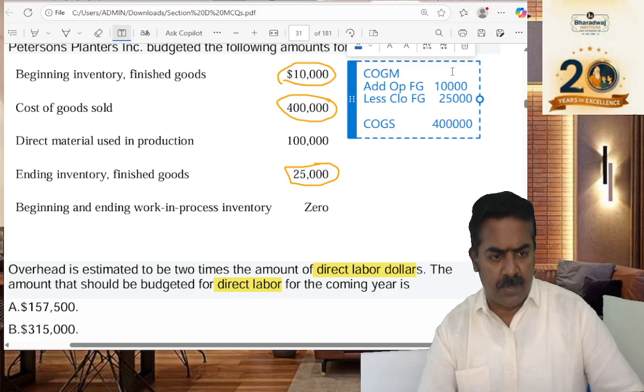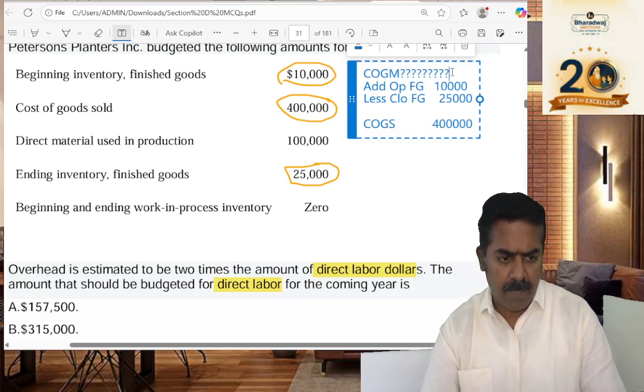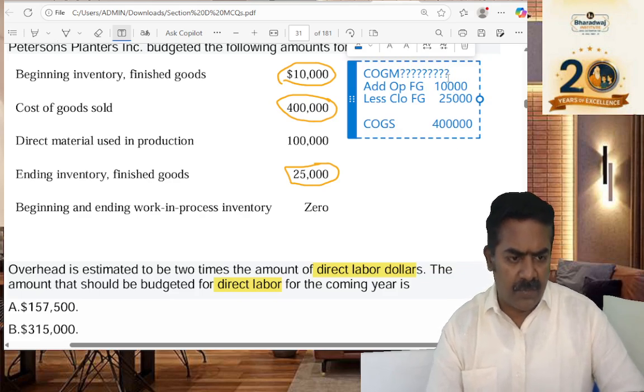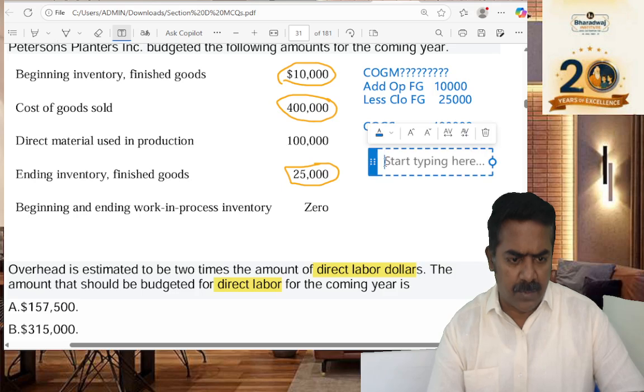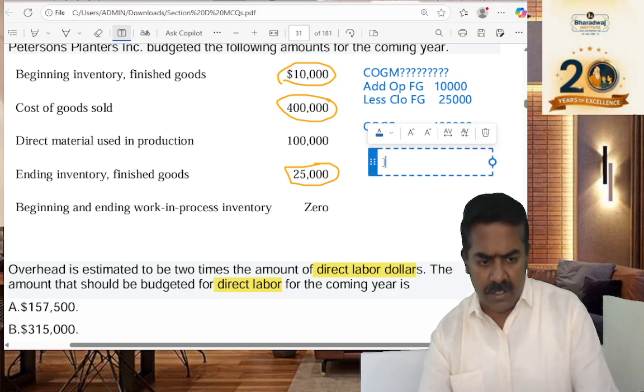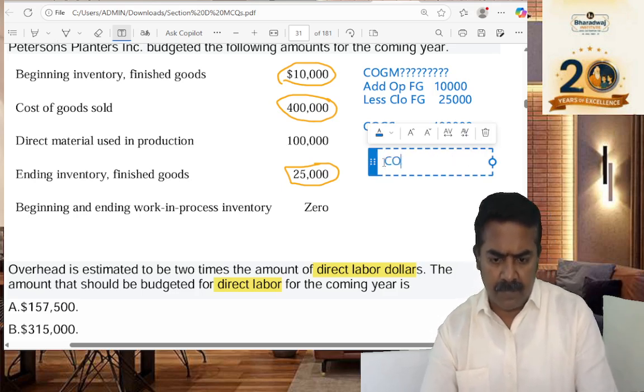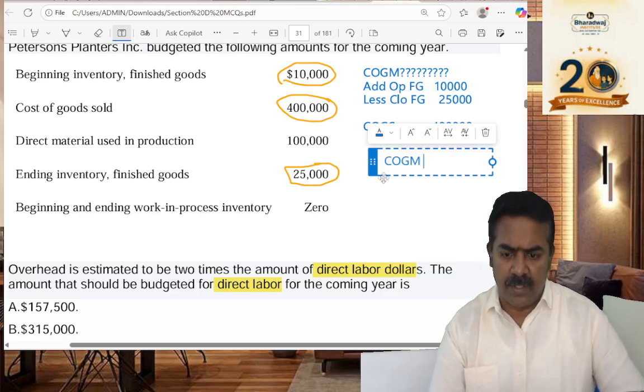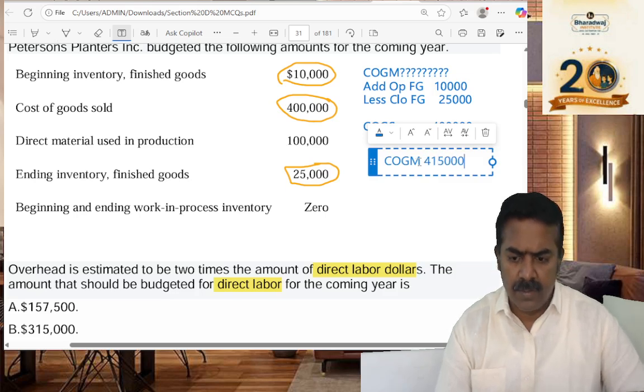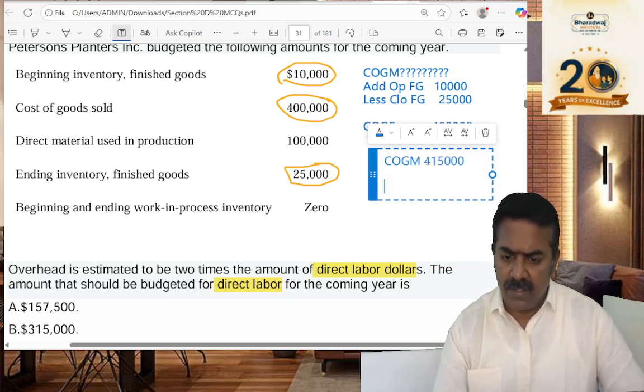So what is cost of goods manufactured? Go reverse and find out. 4 lakh plus 25 minus 10 will be cost of goods manufactured. What is cost of goods manufactured? 4 lakh 15,000 is given.